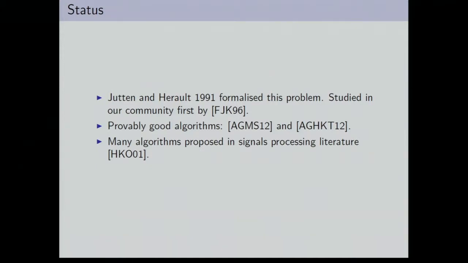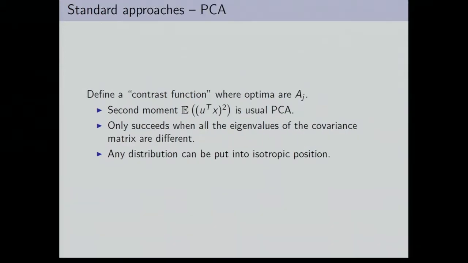Okay. And just a little bit more background on the problem. The problem's been around since the late 80s. The first people to really formalize it and pin down the problem were Jutten and Hérault. And it really came into theoretical computer science through this paper of Frieze, Jerrum, and Kannan in '96. Recently, as of, I guess, last year, there have been some provably good algorithms for it in important cases, but not in full generality. And of course, there are tons of heuristics, tons of things that people do in practice in signal processing, which don't have any provable guarantees.